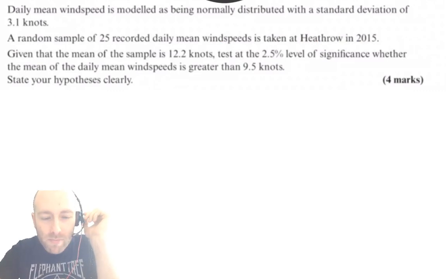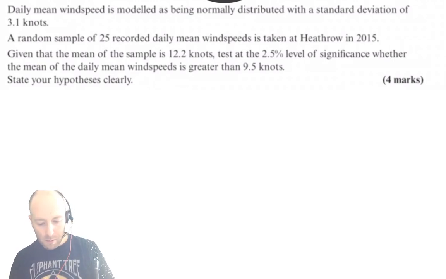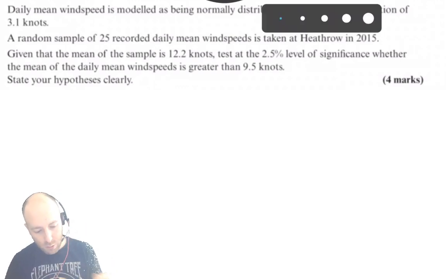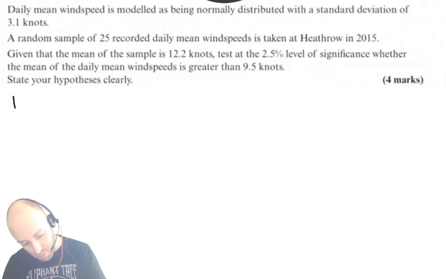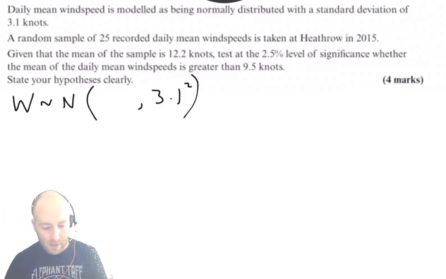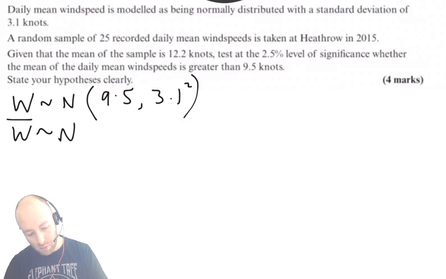All right, guys. Cool. Let's do it. So, daily mean wind speeds modelled as being normally distributed with a standard deviation of 3.1. So, let's use W for this. Wind speed is normal, standard deviation of 3.1. Okay, given the mean of a sample is 12.2, test to see whether the actual population mean is bigger than 9.5. So 9.5 is what I'm writing in here. We've got our sample means, so there we go. Mean should be 9.5, that's what we're testing.